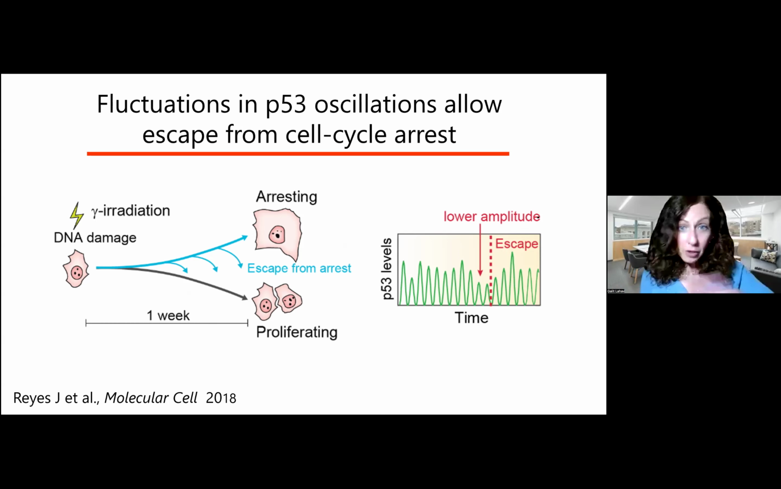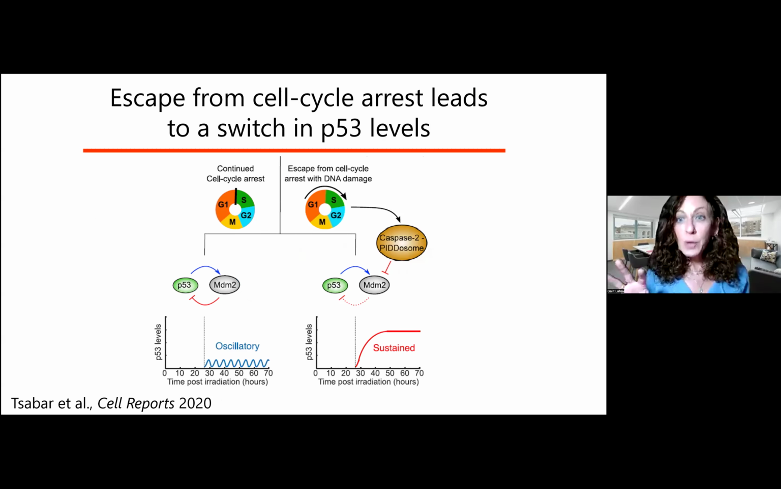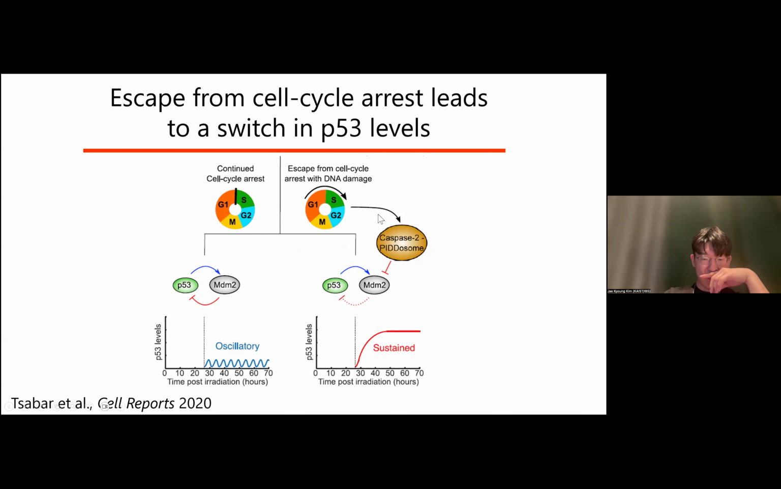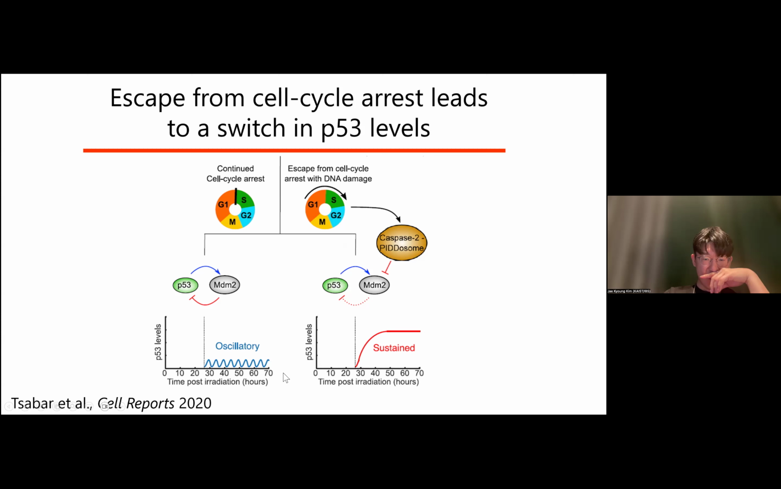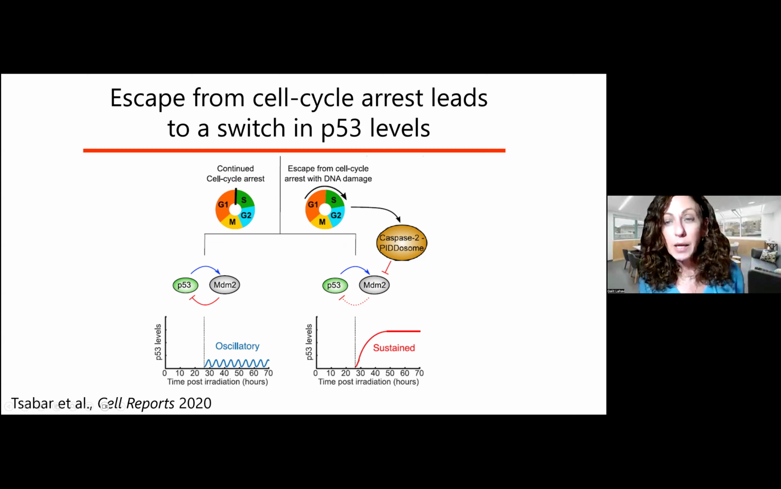And when cells escape, there is a switch in P53 dynamics. If cells don't escape, they continue to oscillate for many hours. But if a cell escapes because of low amplitude P53 oscillations, it triggers a pathway through the caspase 2 PIDDosome, which inhibits MDM2, and then P53 oscillations are switched into sustained. So you see oscillations, and then after that, you see a high sustained level of P53, which we believe works as a fail-safe mechanism. If a cell escapes arrest, it wasn't supposed to escape, but it escaped. Now P53 is going to stay really high to make sure it will not escape again.